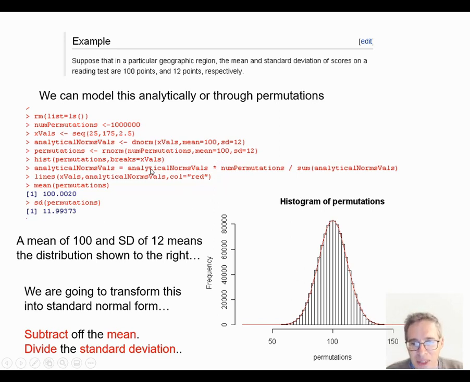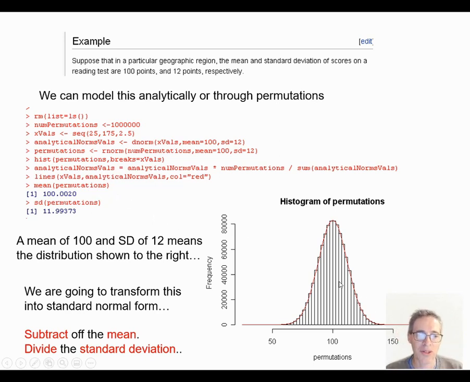Of course, these are the same thing when you put them in a histogram, right? So I make the histogram and I get this perfect normal distribution because I'm sampling from the normal distribution. And then I just have to scale my dnorm so that it's on the same scale as my sampling. And of course, this matches up perfectly. And by the law of large numbers, the mean is almost exactly 100 and the standard deviation is almost exactly 12. Okay, so that's fine, but this is not in standard normal form.